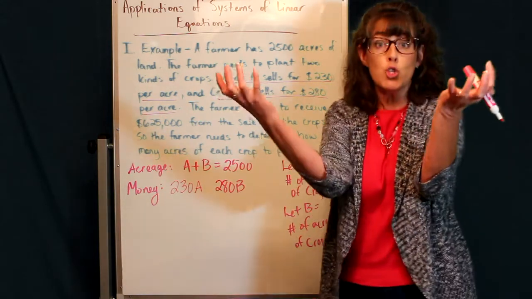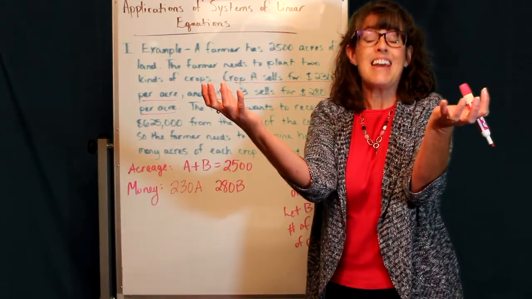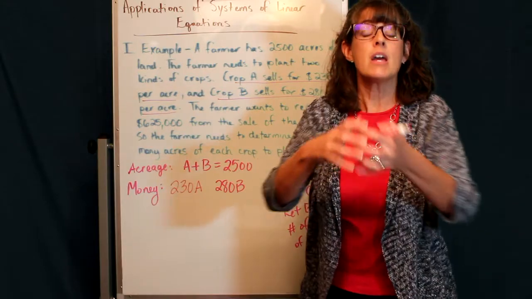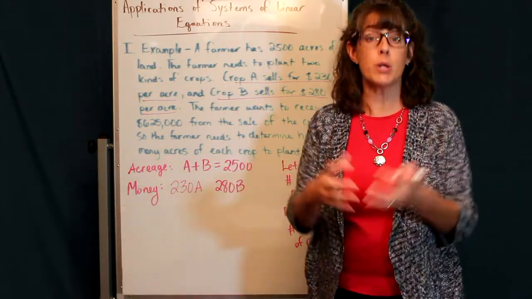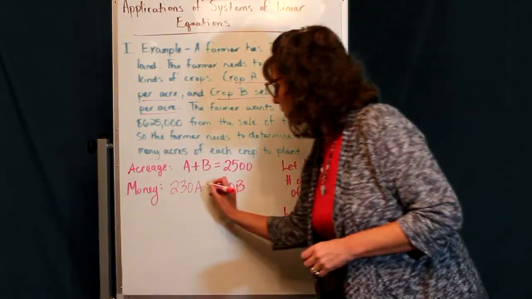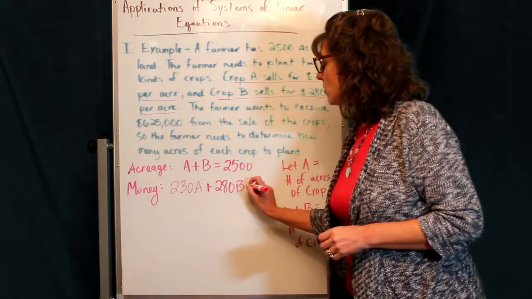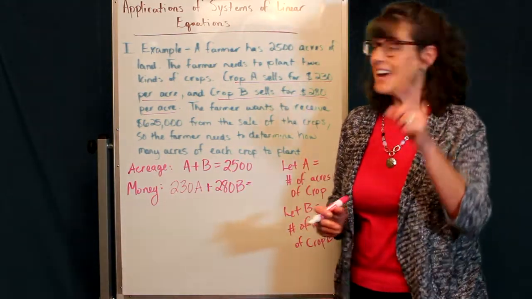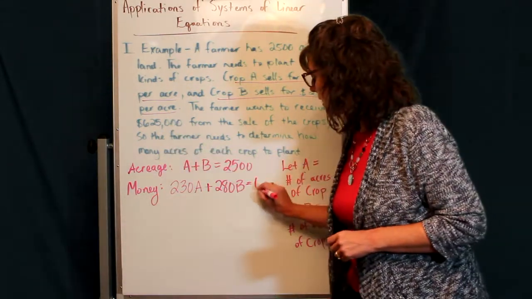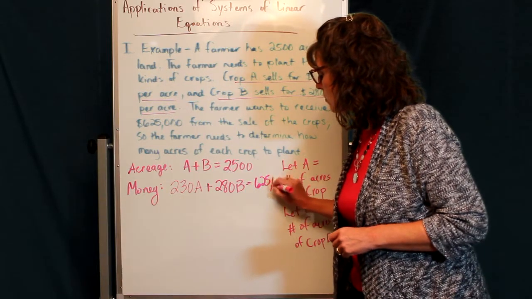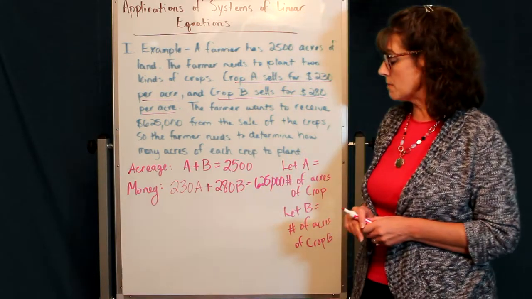What's going to happen to these two piles of money? Yes, we're putting them together. Now, how do you represent that you're putting them together? Absolutely. We're going to add them up. And when we do, how much does the farmer want to make? Yes, $625,000 is what the farmer wants to make.